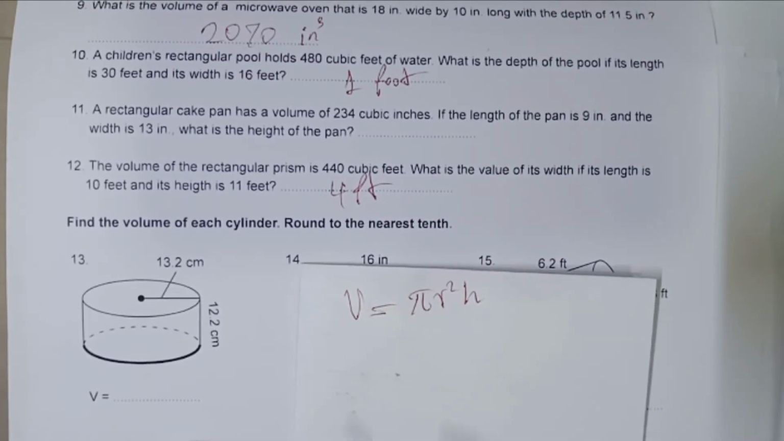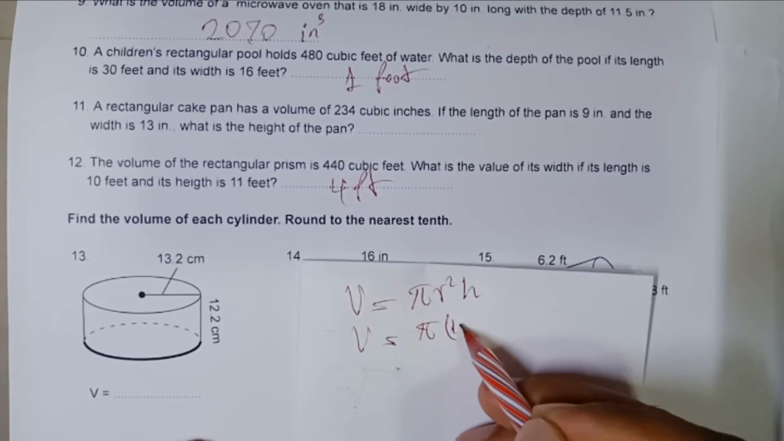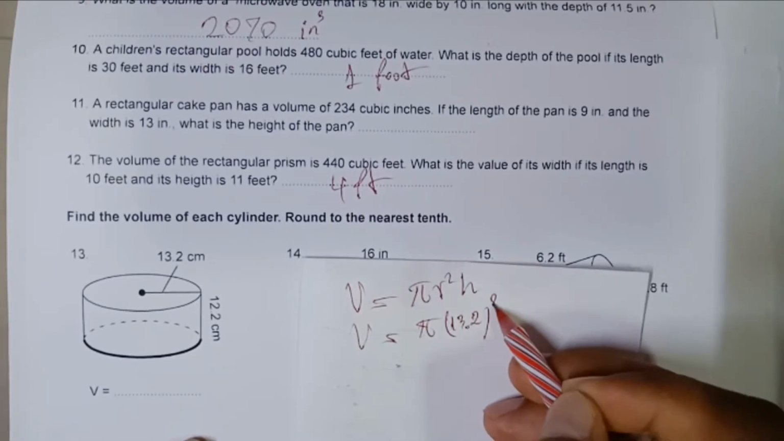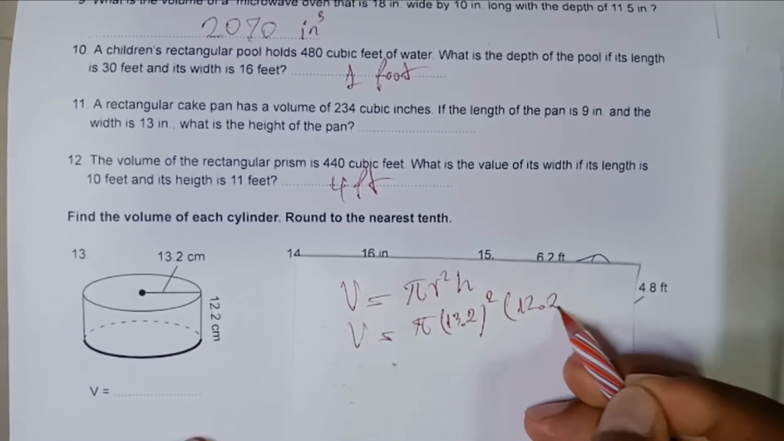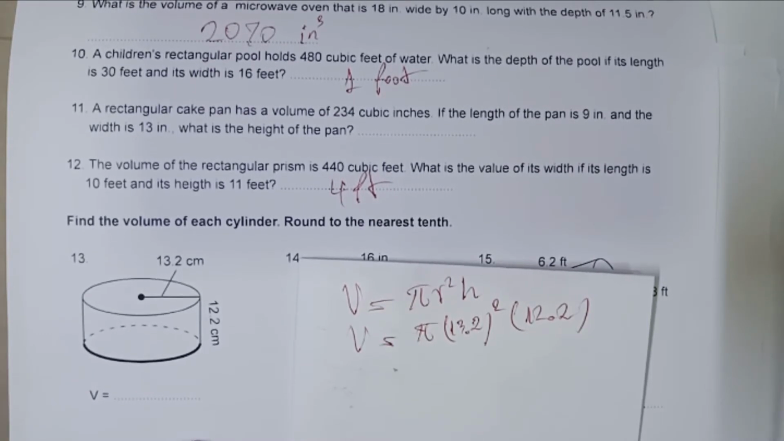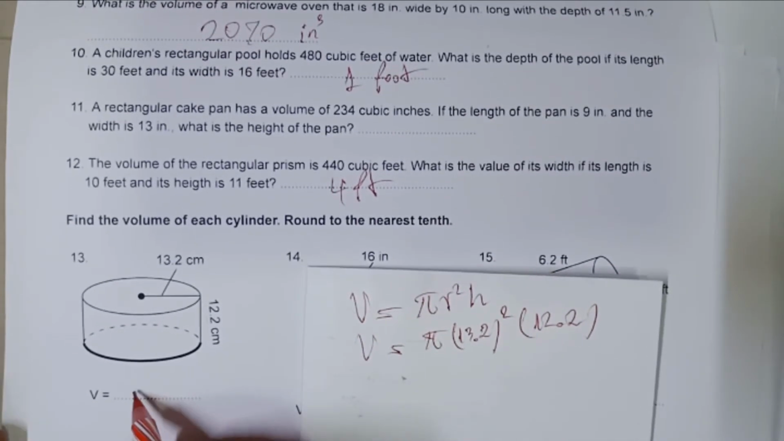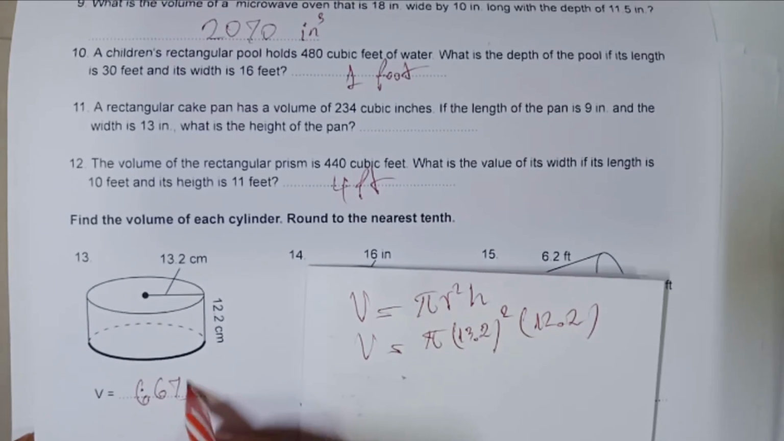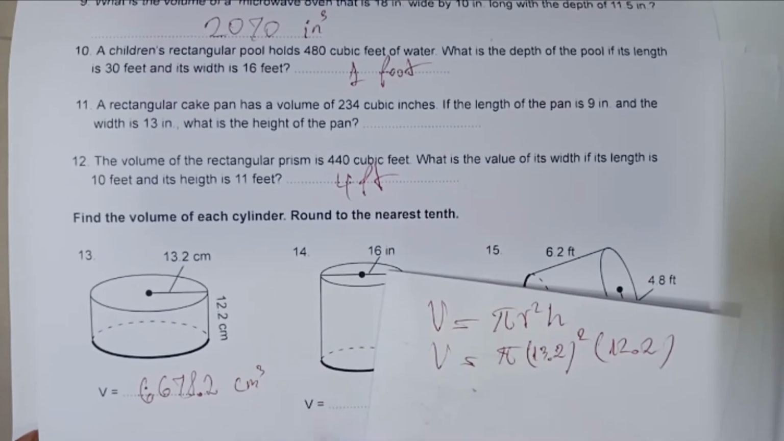So number 13, to get the volume is equal to pi multiplied by r squared, which is 13.2 for the radius, squared, and the height, which in this case is 12.2. So let's work on this together. Pi multiplied by 13.2 squared, and you multiply again by 12.2, and you round to the nearest 10. That will give you 6,678.2 cubic centimeters.